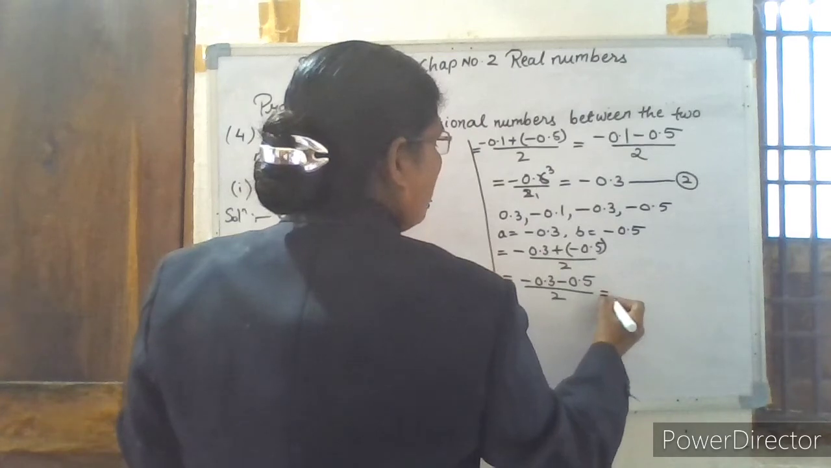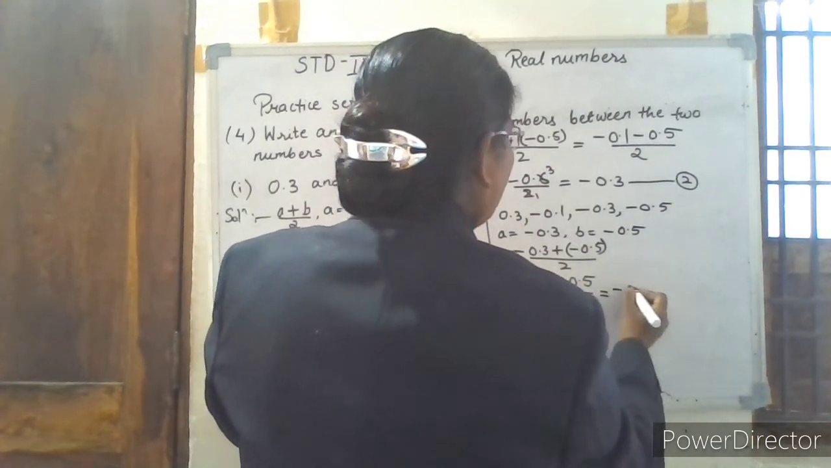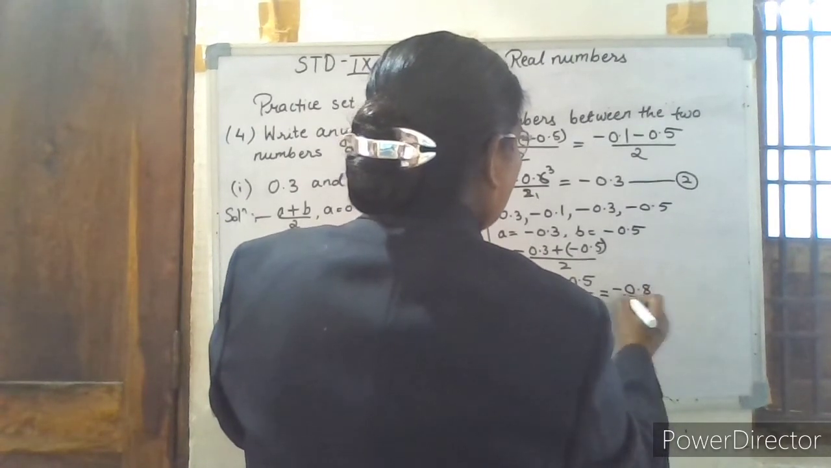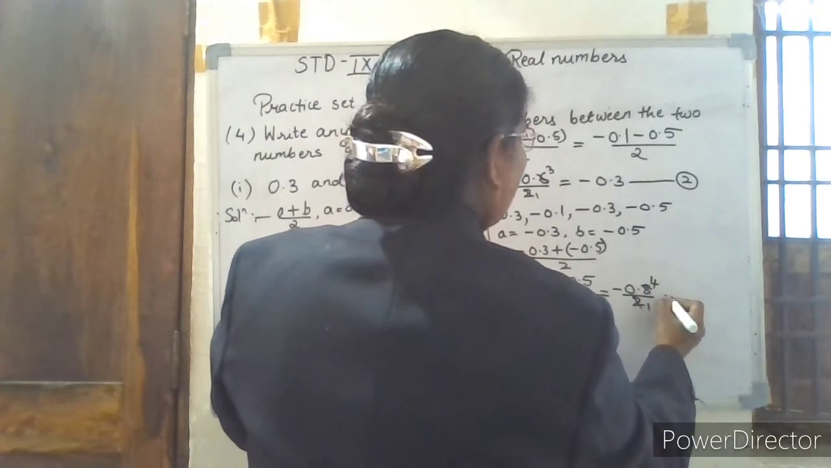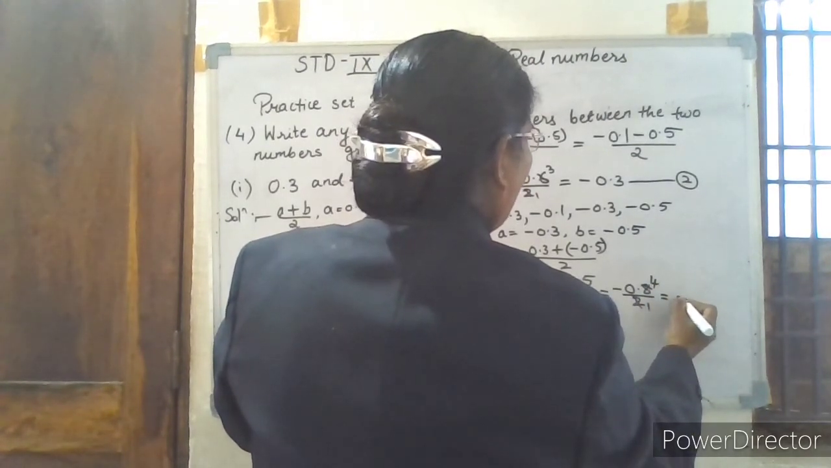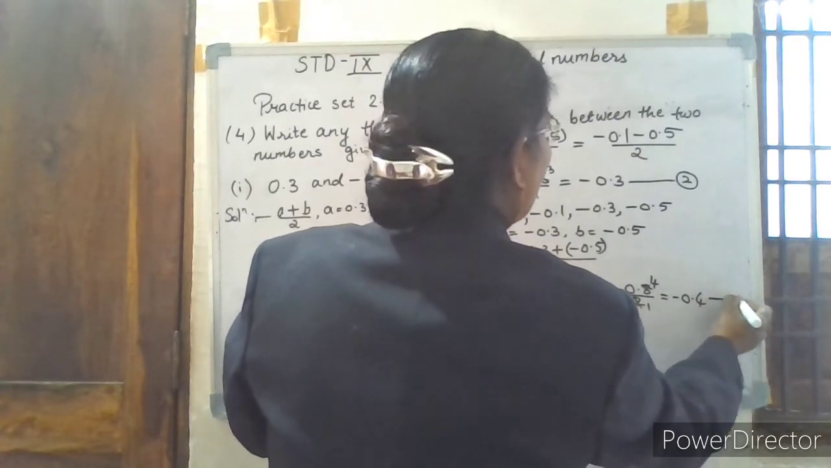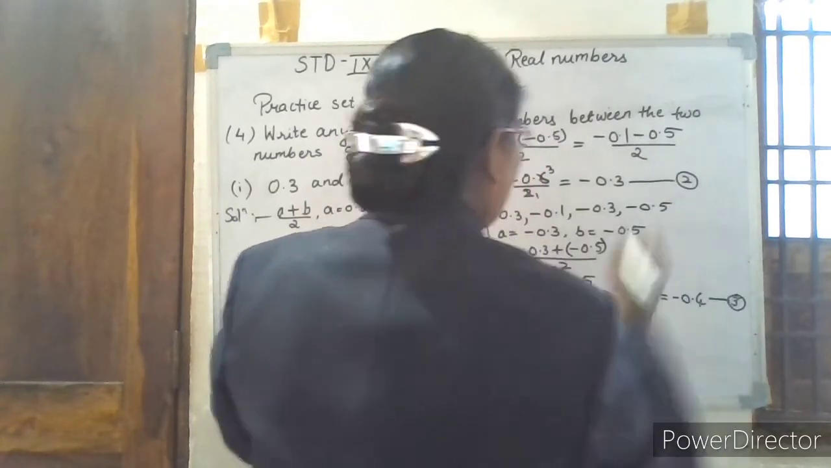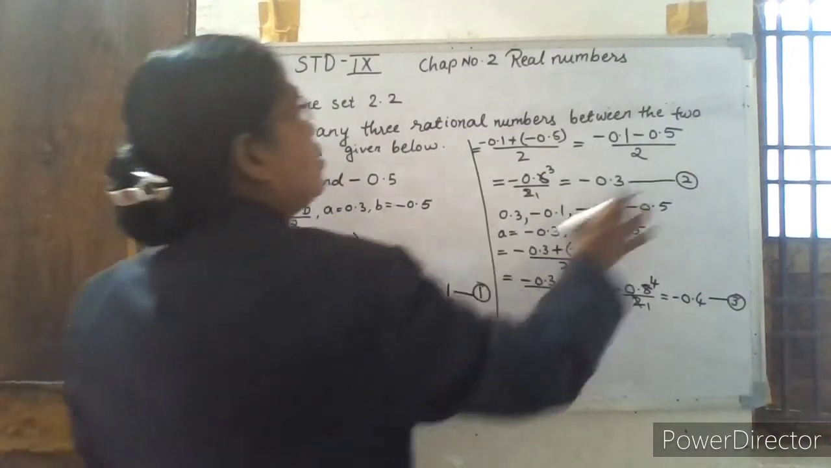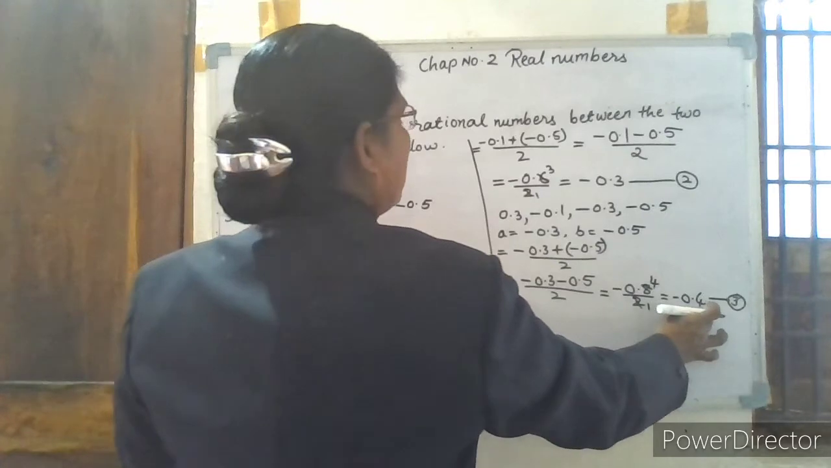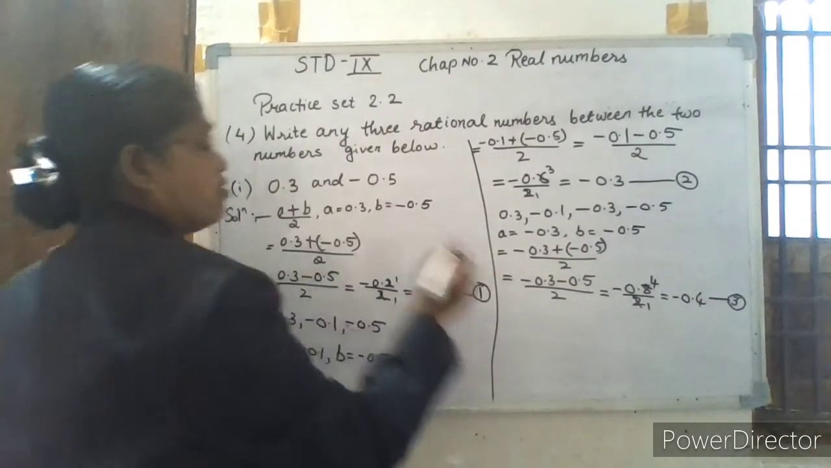Now you can see that both the numbers have the same sign. So add and put the same sign. Therefore it is minus 0.8 divided by 2. 2 fours are 8. So it is equal to minus 0.4. So this is the third rational number we have got. So we have got rational number 1, rational number 2 and rational number 3 between the two given numbers.